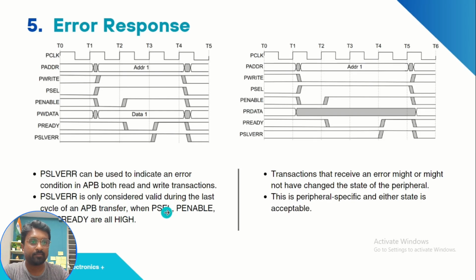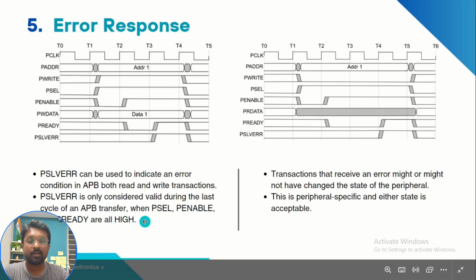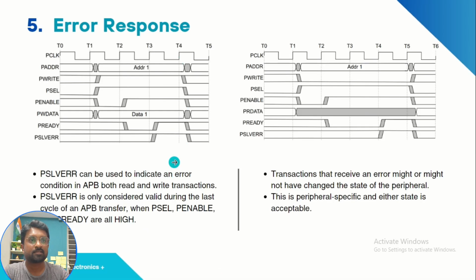And at that state, PSELECT is 1, PENABLE is also 1, and PREADY is high. That is what we can call the last transaction. Transactions that receive the error might or might not have changed the state of the peripheral. It means that even though PSLVERR is 1, the peripheral state is not necessarily unchanged. It is not saying the data which is coming is wrong, nor ensuring that the data is corrupted, nor that the master should not take the data, nor that the slave is not taking the data. But still we have a PSLVERR. It is indicating that the transaction is not completed, or it is not a completely correct transaction.